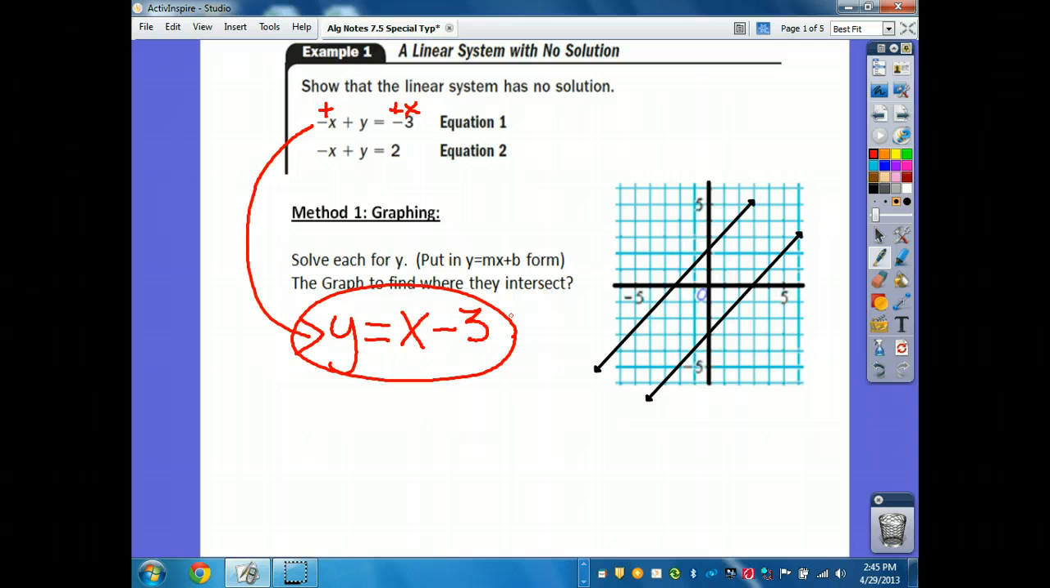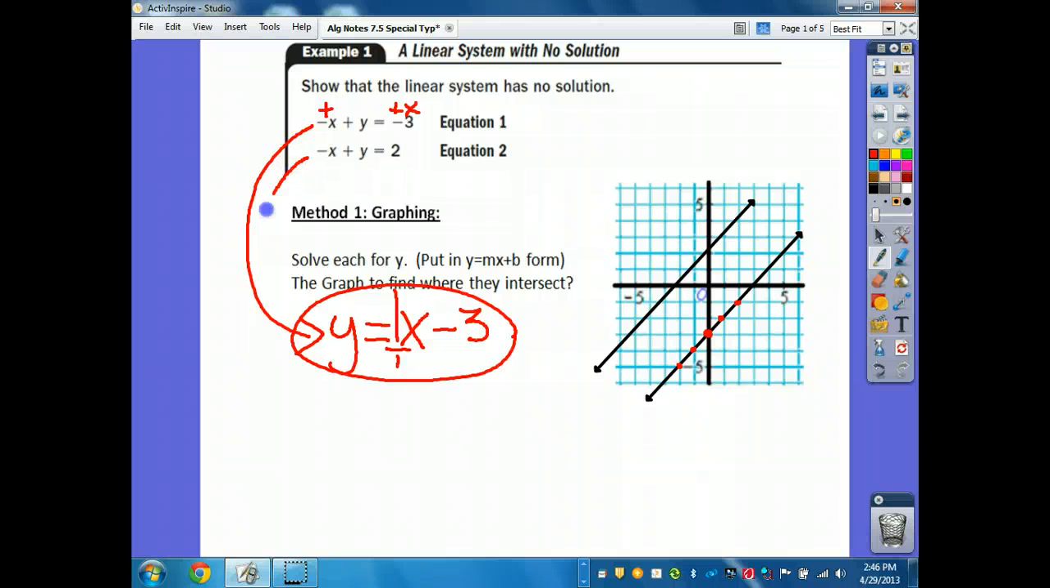Now graph it. Is that my top line or my bottom line on my graph? Bottom, because my y-intercept is the -3, and my slope is x or 1x. That's the same as 1 over 1. So right one, up one, right one, up one, and so on. Or left down, left down. Questions on graphing that one?